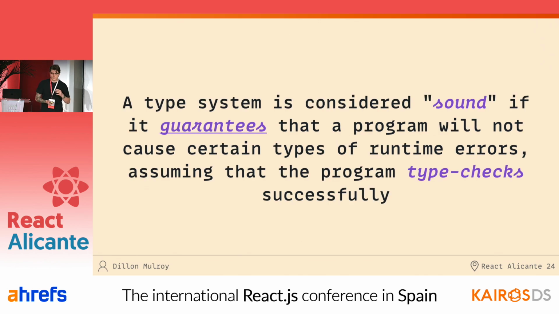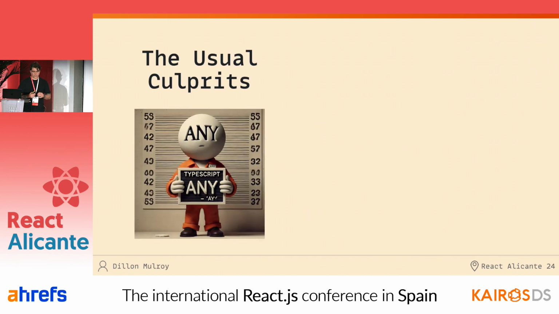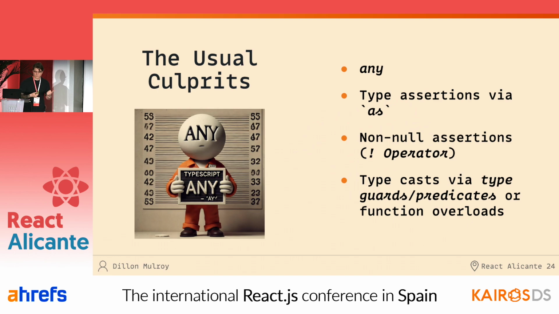A type system is considered sound if it guarantees that a program will not cause certain types of runtime errors, assuming that the program successfully type checks. So what makes TypeScript unsound? Well, we have some usual culprits: any, type assertions via the as keyword, non-null assertions, us telling the compiler we know better, typecasts via type guards and predicates, or function overloads.